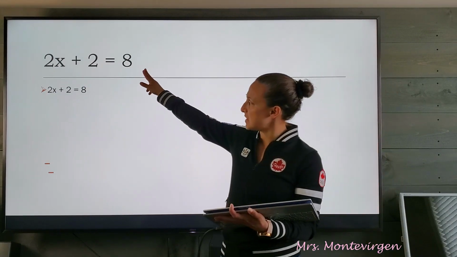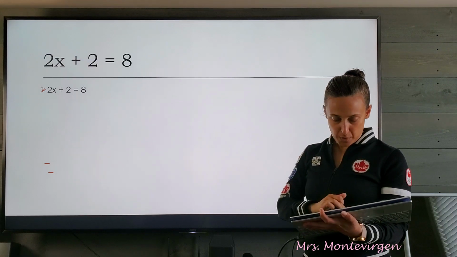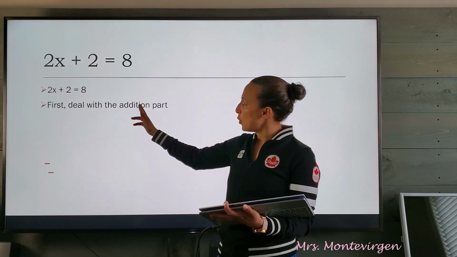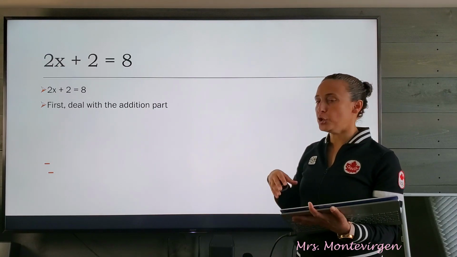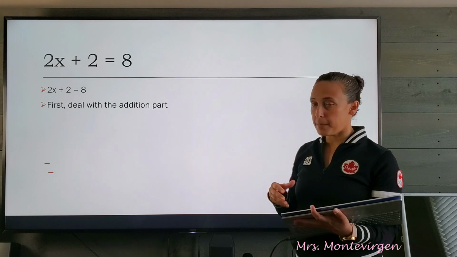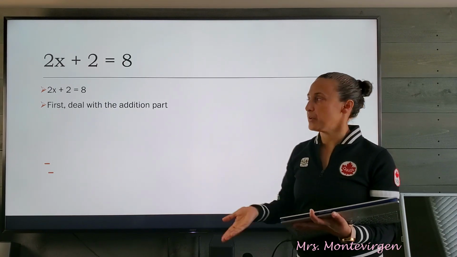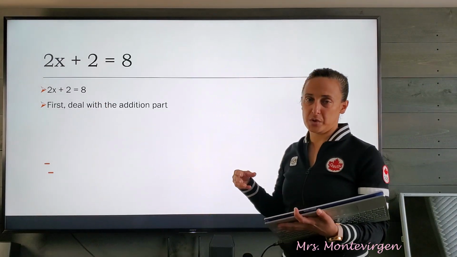Now, here's the example from the previous slide. I brought it forward. 2x plus 2 equals 8. So just like we did before, in this case, the first part is that we're going to deal with the addition. And if you remember, our goal is to still isolate the variable. We still want to take all the numbers and bring them over to the other side of the equal sign. We just have to do it in stages.